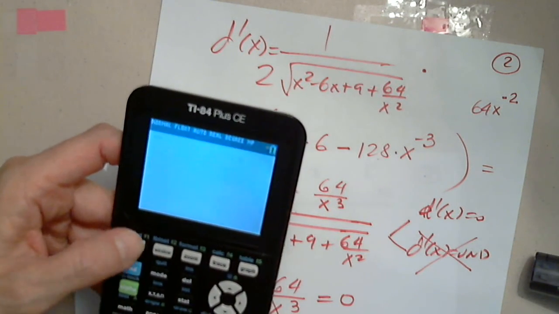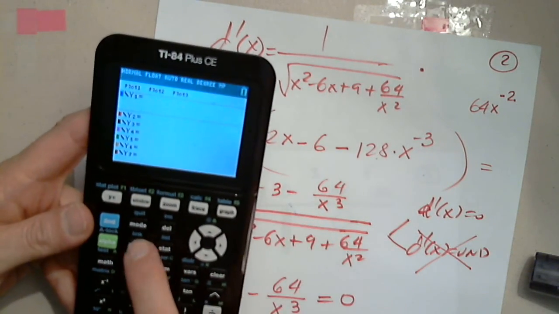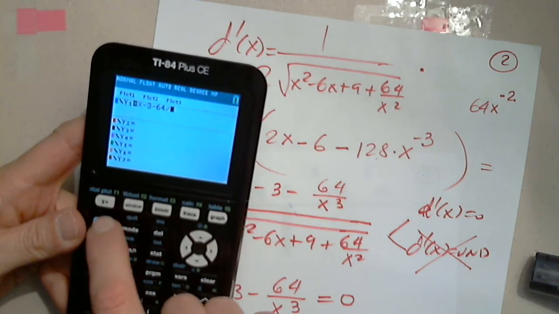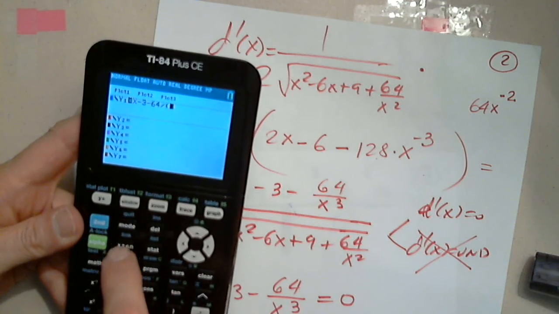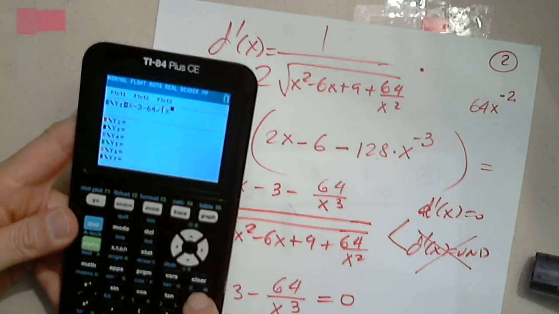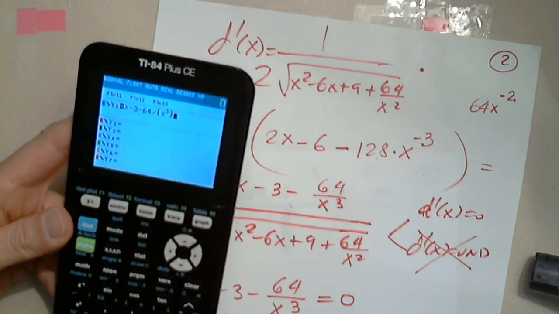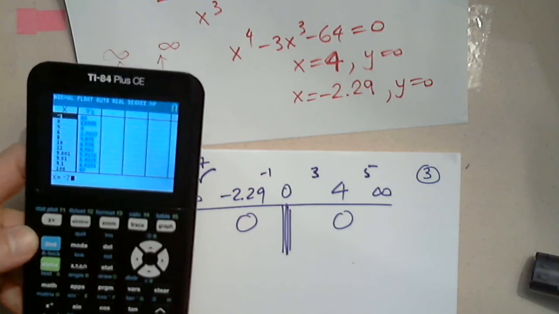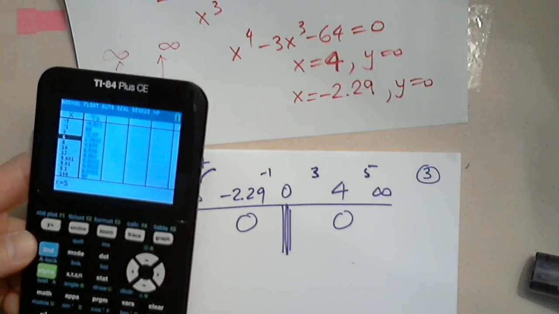So go to y equals and clear and just put that in, because this is always positive. So just x minus 3 and minus 64 divided by x to the third. I like to put that in parentheses. So x and caret and 3 and close the parenthesis. And I'm just going to plug in exactly what I said. With second and table, I will plug in negative 7. I will plug in negative 1. I will plug in 3. And I will plug in 5.